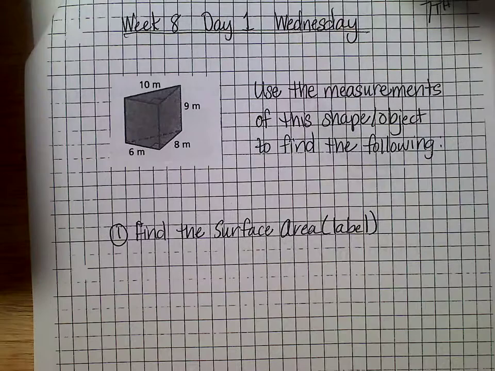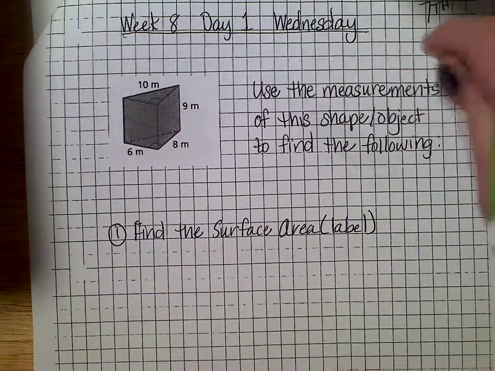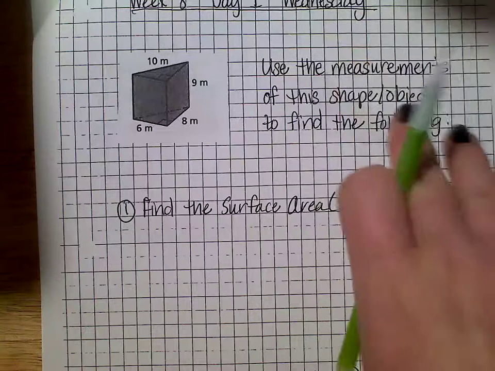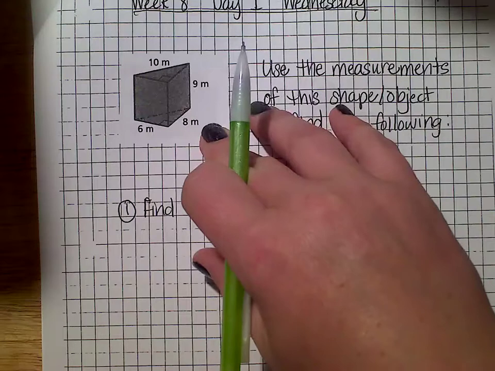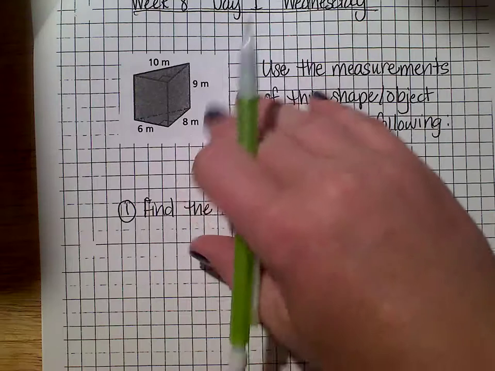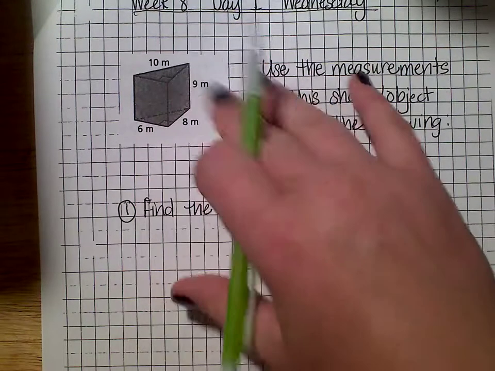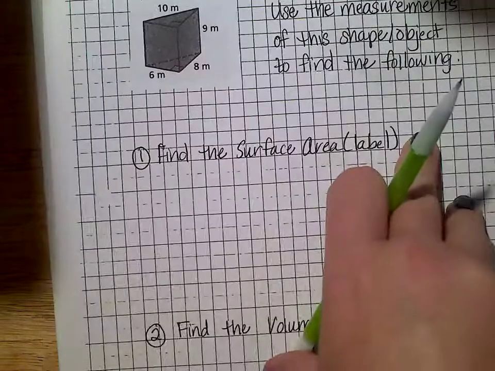All right, so this is week 8, day 1, and I'm going to do all of these. This is for 6th and 7th grade. They're both the exact same. The lessons are the same. The only thing that would be slightly different in the 7th grade unit is that your numbers might be decimals and fractions.